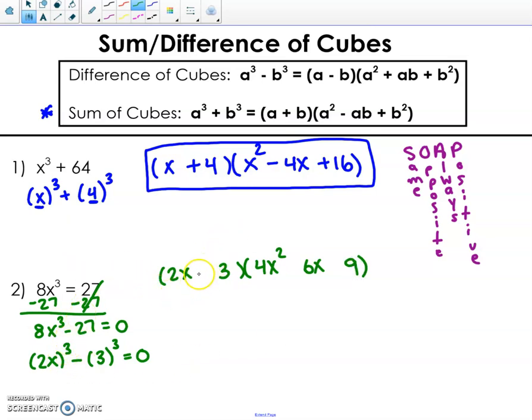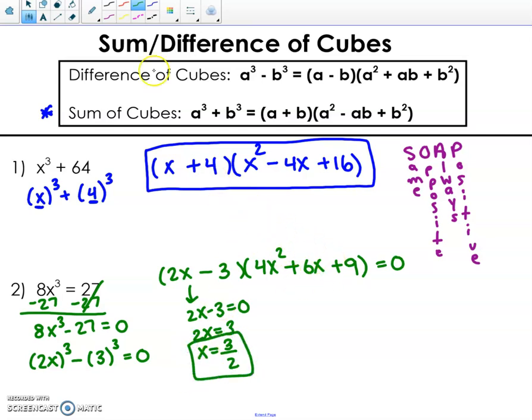Now we're going to use SOAP, so same sign. We started with a minus, so same, opposite, always positive. So if we were just factoring, we could leave it like that, but we're going to solve. So we'll take the 2x minus 3, set it to 0. So 2x is equal to positive 3, divide by 2, so x is equal to 3/2.